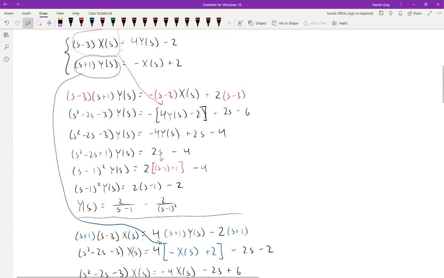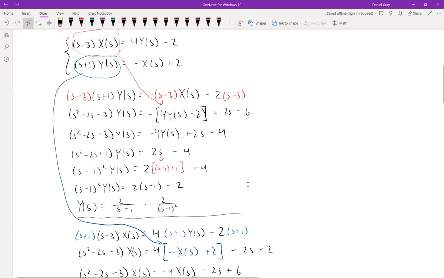So now I'll distribute my 2. So I have 2 times s minus 1, and then plus 2, right? So then minus 4 plus 2 is minus 2. So I got that there. Okay, now I'm ready to divide by s minus 1 squared, and I get that y of s is equal to 2 divided by s minus 1. So there's that one factor of s minus 1 canceling off of this. So 2 over s minus 1 minus 2 over s minus 1 squared.